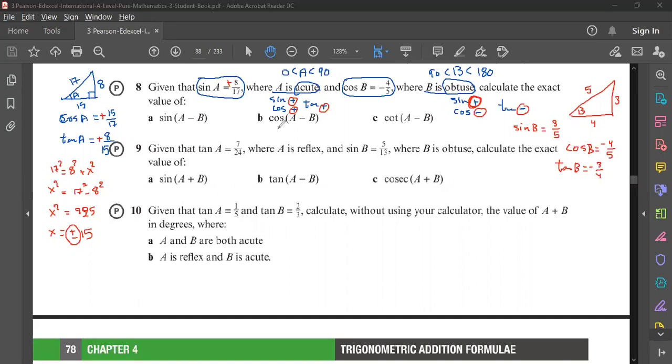Cosine A, let me choose this. Cosine A cosine B plus sine A sine B. Is anyone hearing me? I hear you Abdullah, but the sound cuts a little. Okay? Now cosine A, that's 15 over 17 times cosine B, that's negative 4 over 5, plus sine A, where is sine A? 8 over 17 times sine B, that is 3 over 5. Then you do your calculations and you get the answer.